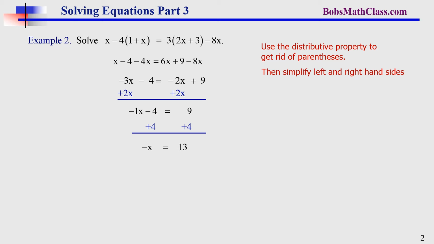Last thing is to get rid of the negative in front of the x. So you could either divide by negative 1 or multiply both sides by negative 1. It's your choice. I chose to divide both sides by negative 1. That way the two negatives cancel. And we end up with x equals negative 13. And we don't have to do a check on this one. You can do the check.